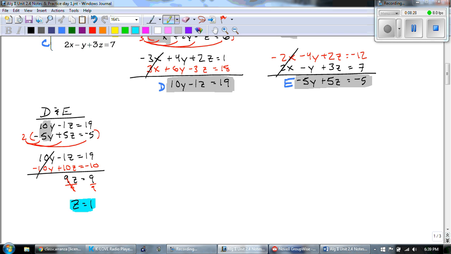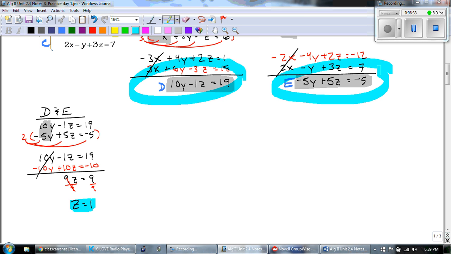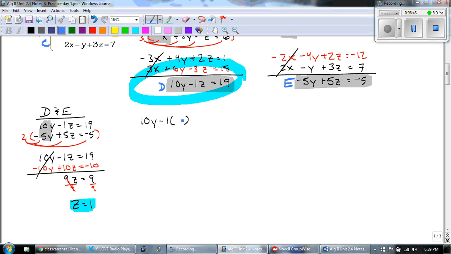So I'm going to plug into D or E. I'm going to plug into one of these. It doesn't matter which one. Looking at my notes, I did D. So I've got 10y minus 1, and I'm plugging in 1, equals 19. So we get 10y, -1 times 1 is -1, equals 19.